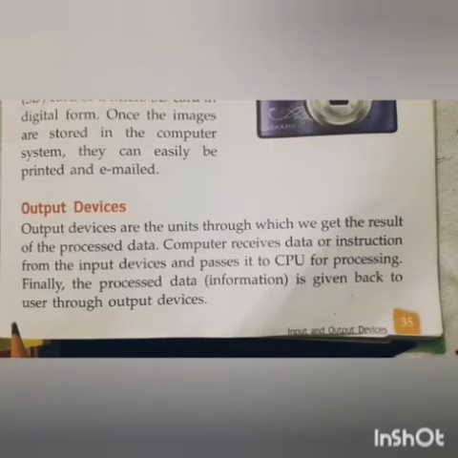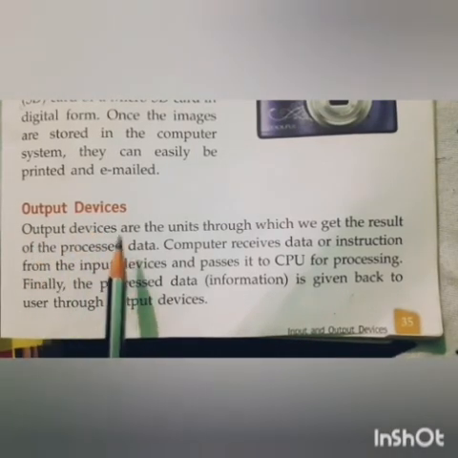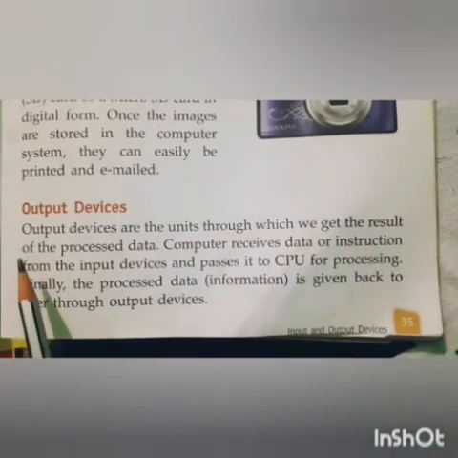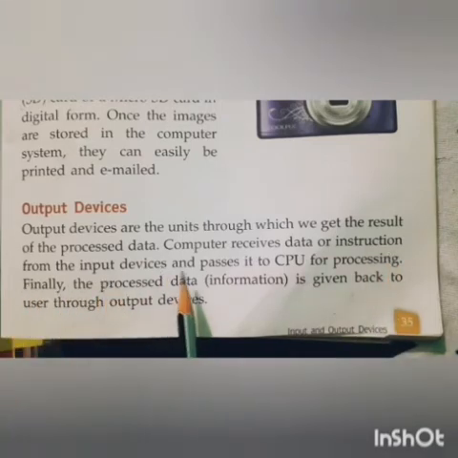Okay children, now come to our next topic, output devices. Output devices are the units through which we get the result of the processed data. The computer receives data or instructions from the input devices and passes them to the CPU for processing. Finally, the processed data and information is given back to the user through output devices.